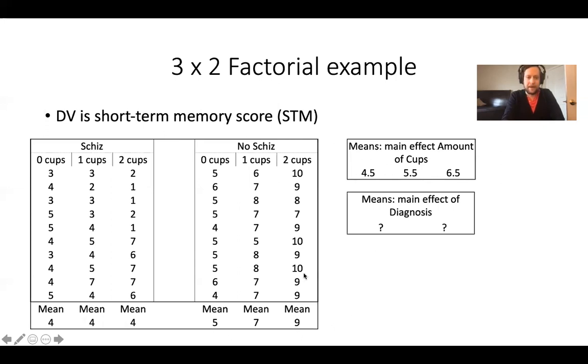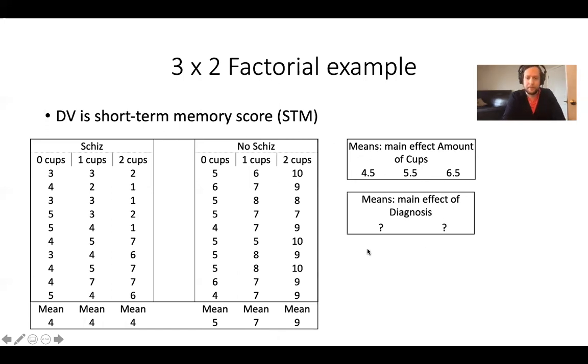Right here, we have people without schizophrenia, and they have 5, 7, and 9. If you add up those 3 numbers, you get, what is it? Let's say it's 12 plus 9, 21. 21 divided by 3 equals 7 right there. 5 plus 7 plus 9 equals 21. 21 divided by 3 equals 7.